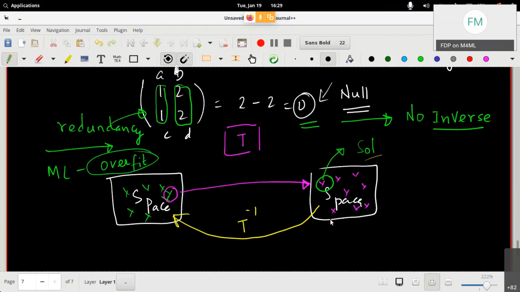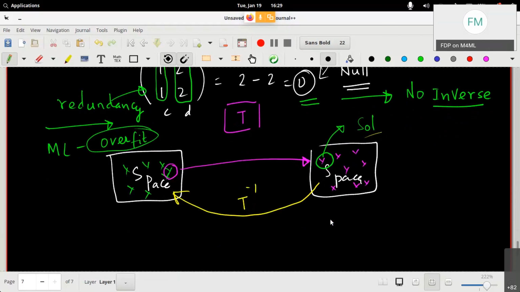So it's a word of caution that if you are working with spaces, changing between spaces, then you need to be very sure whether you want to have a reverse mapping, or you want a one-way kind of transformation.